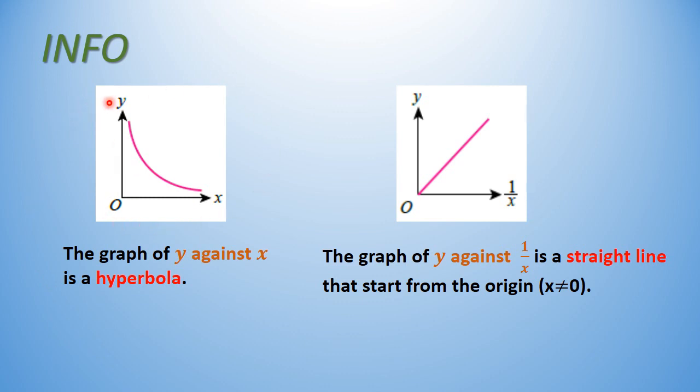Look at the first graph. The graph of y against x is a hyperbola. The shape of this graph is a hyperbola. And then this one, the graph of y against 1 over x, is a straight line that starts from the origin, where x is not equal to 0. So this graph is y against x, and this one is y against 1 over x. This one is a hyperbola shape, and this one is a straight line.